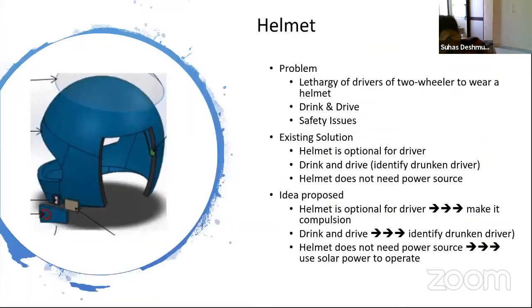I will give you one simple example, that is a helmet. Even though the government has a compulsion to wear a helmet, people are very reluctant to wear it, and people are also drinking and driving the vehicle. Obviously there will be accidents caused due to this. Many things are going to happen, but nobody has started on how to control it.